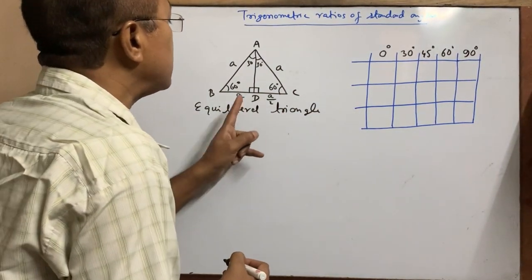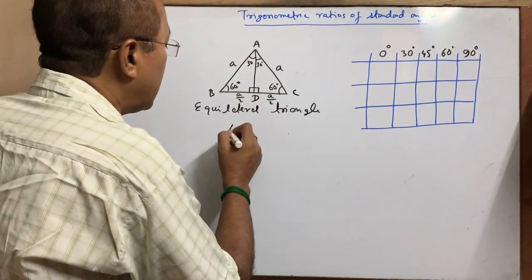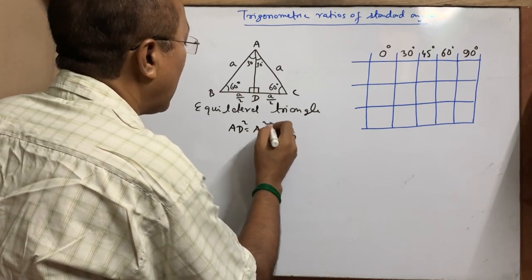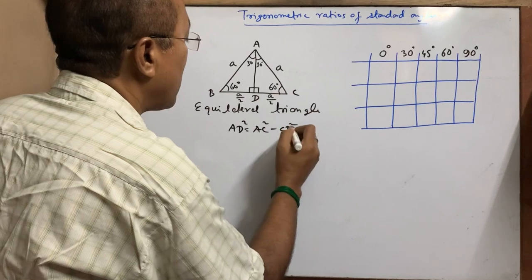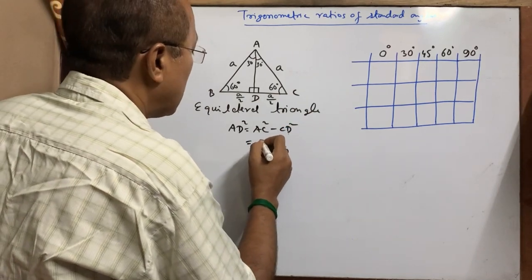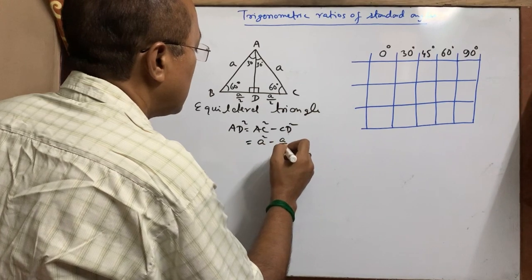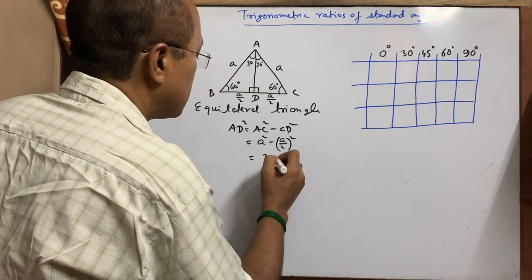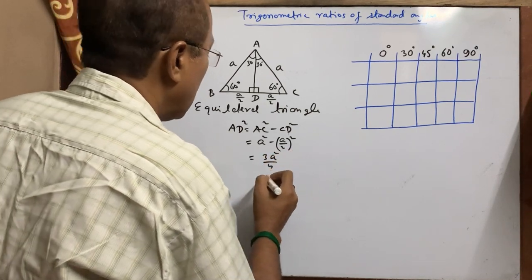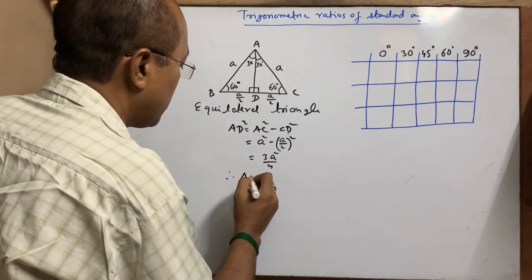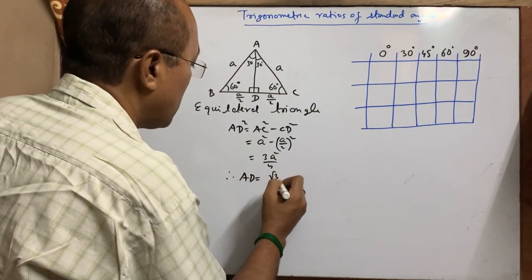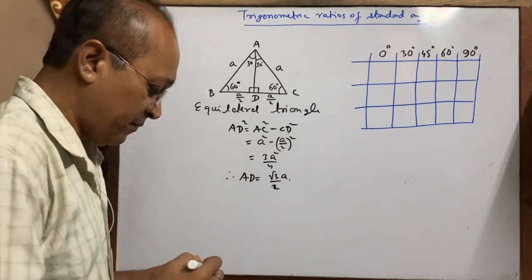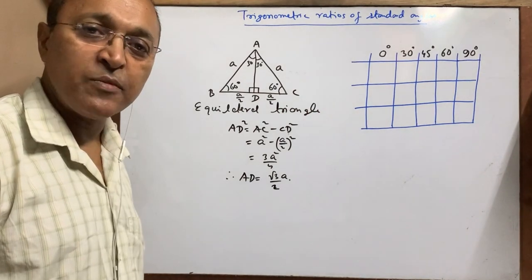Since the Pythagoras theorem is applicable, AD square is equal to AC square minus CD square, that is a square minus (a by 2) whole square, that is 3a square by 4. It means AD is equal to root over 3 by 2 a. Okay, we got AD equal to root 3 by 2 a.